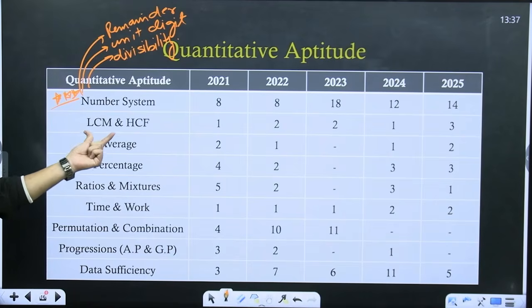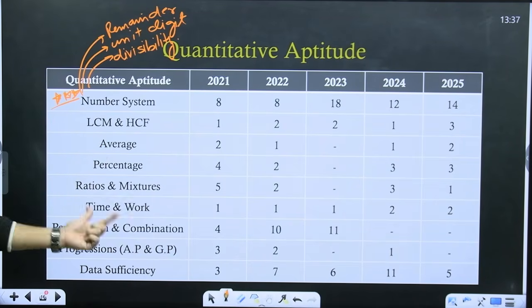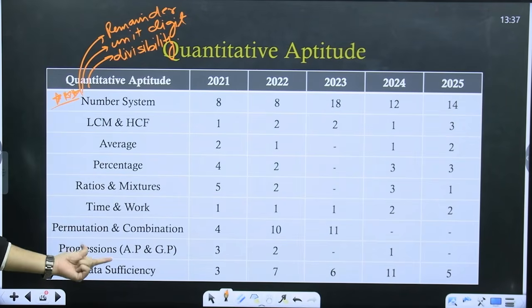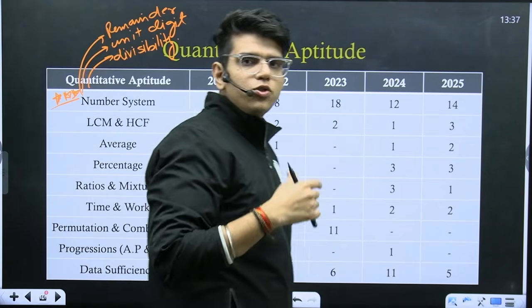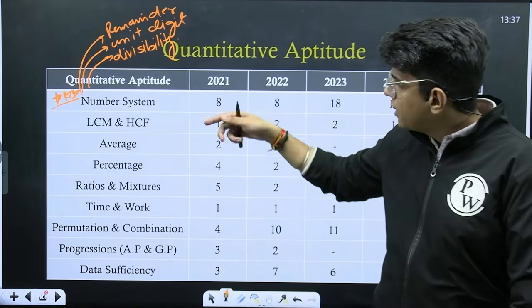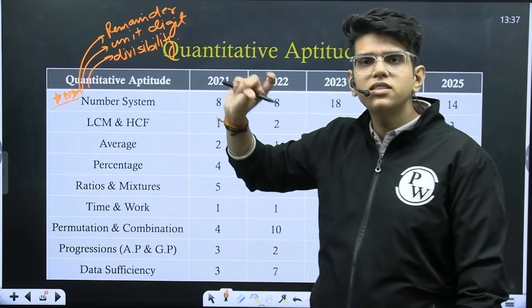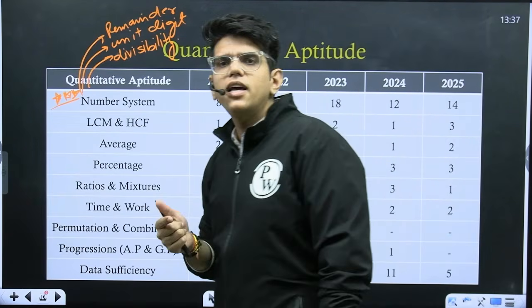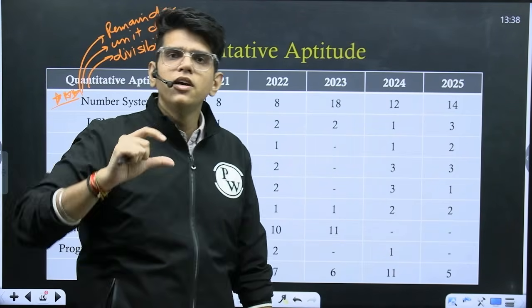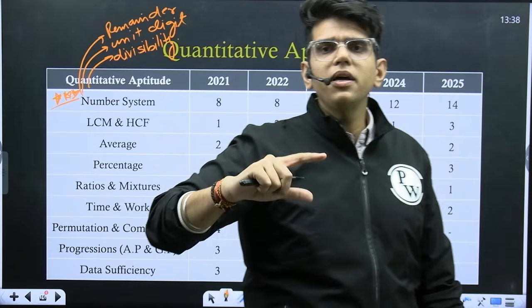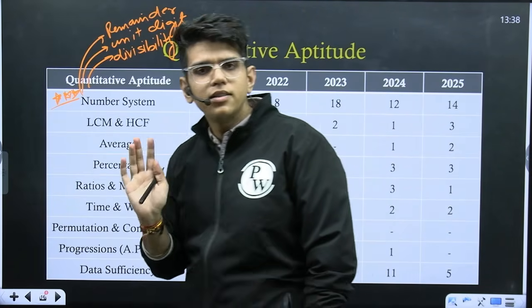Another important topic is LCM, HCF, average, percentage, ratio mixture, time and work, permutation and combination, progression and data sufficiency. If you analyze all these PYQs, you will find that within number system, specifically remainder, same type of questions are repeating every year. If you know how to find the remainder in different cases, you will be able to solve the remainder question coming next year or the year after that.